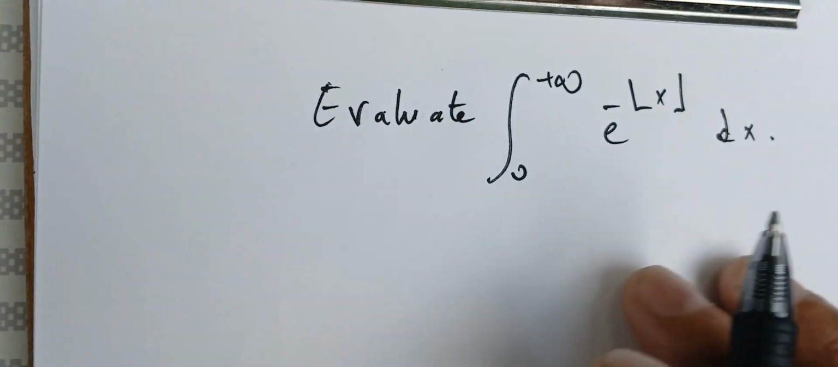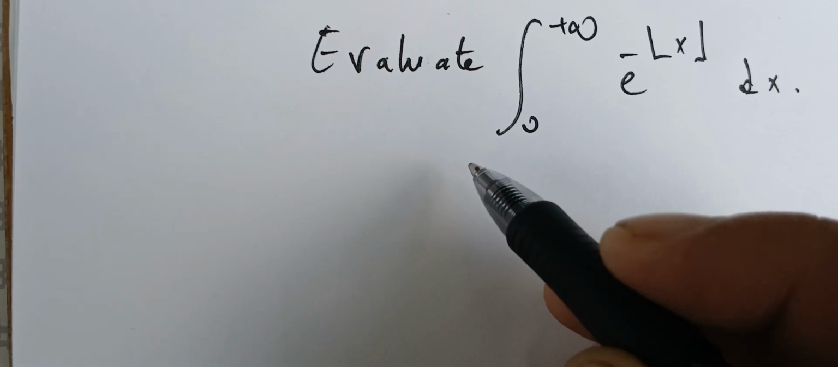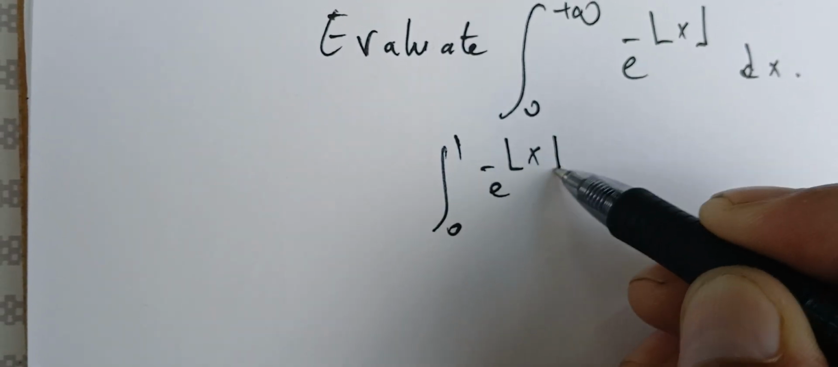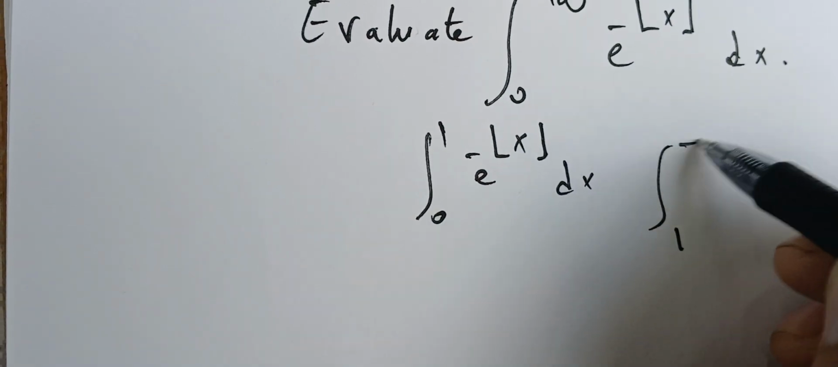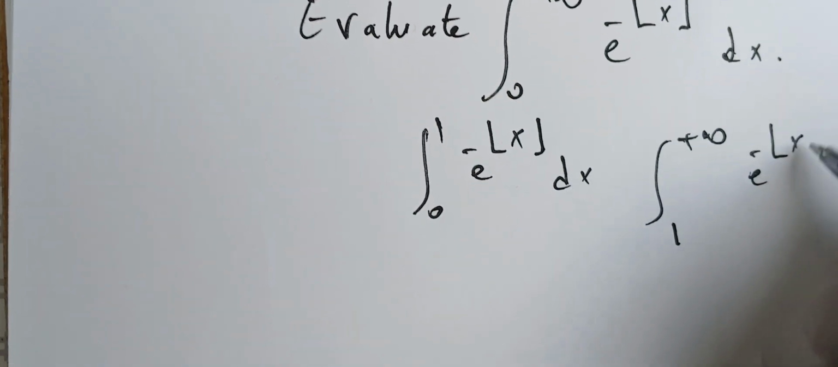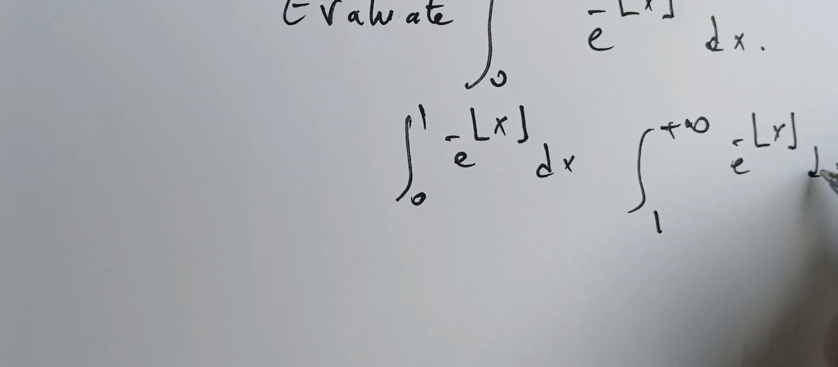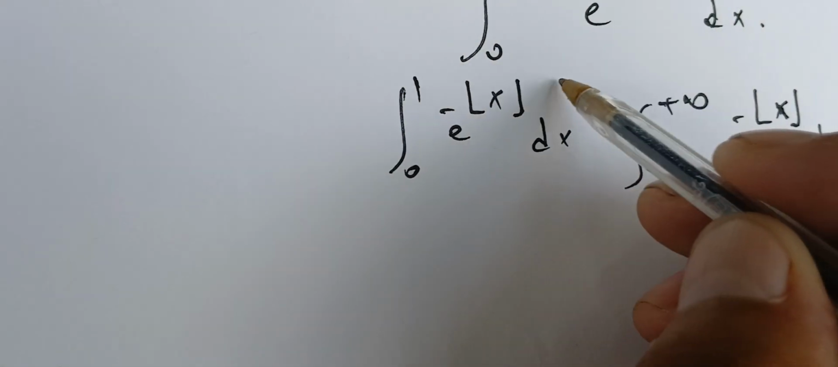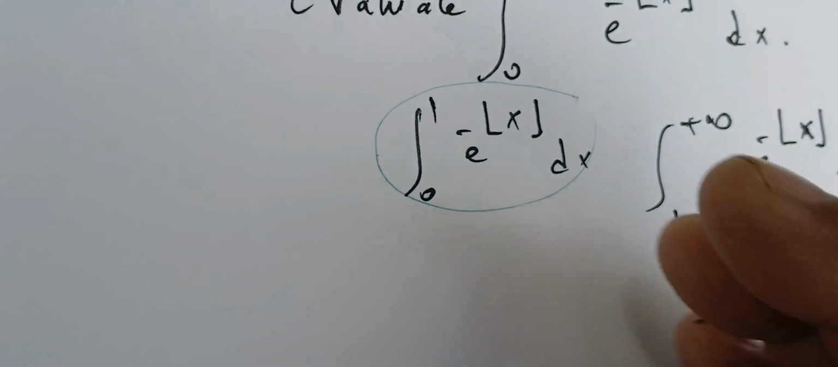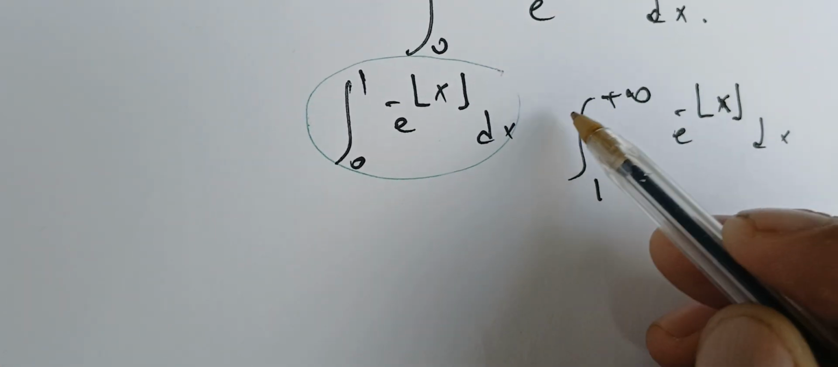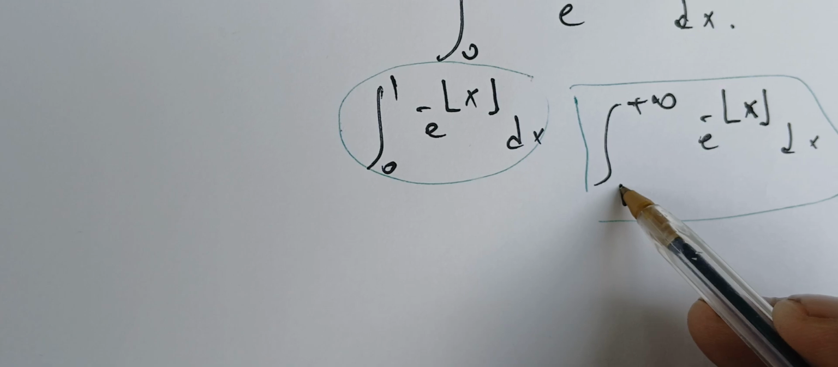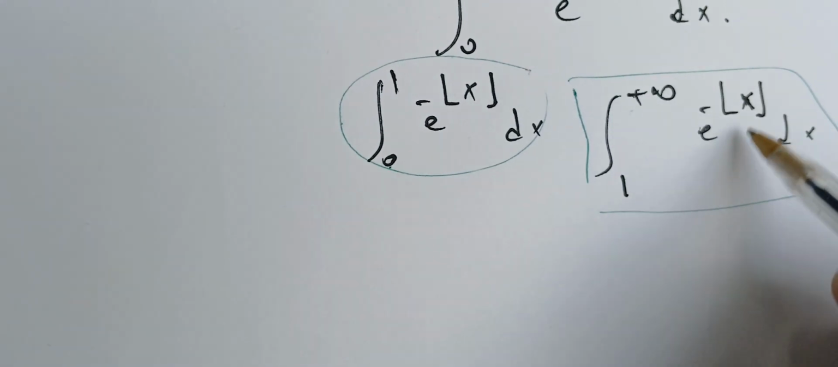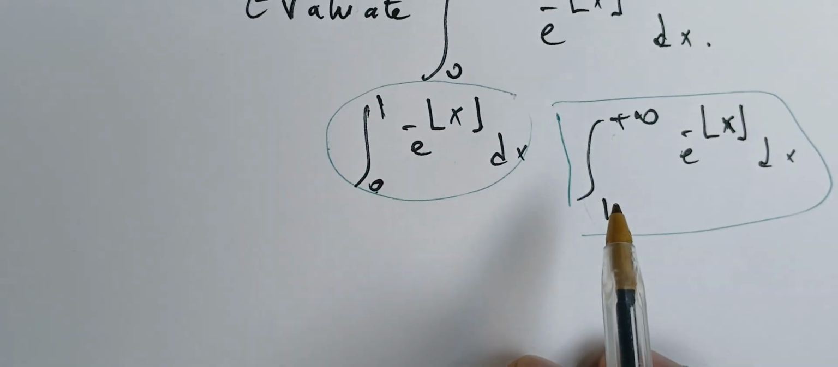We're going to use our usual techniques. Let's split this integral into the integral between 0 and 1 of e to minus the floor of x dx, and the integral from 1 to plus infinity of e to minus the floor of x dx. Here this one is a definite integral and it does exist all the time. So the issue is here. We had to split between 0 and 1 plus infinity to use some comparison tests.